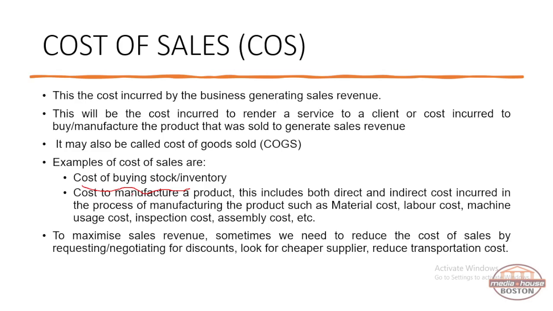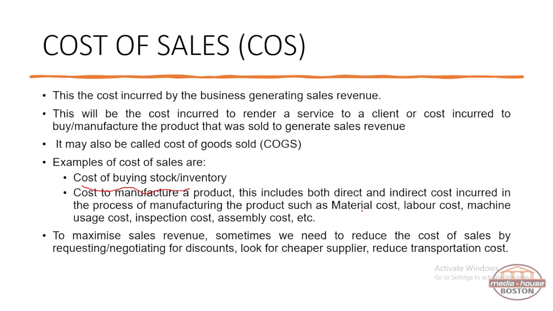In terms of a manufacturer of a product, here it says this includes both the direct and indirect costs in the process of manufacturing the product, such as your material cost, your labor cost, your machine usage cost, your inspection cost, your assembly cost. All of this will form the cost of production. Once the product is sold, we turn the cost of production into cost of sales, to say this is the cost we incurred to actually sell this product. So the cost of production becomes the cost of goods sold.